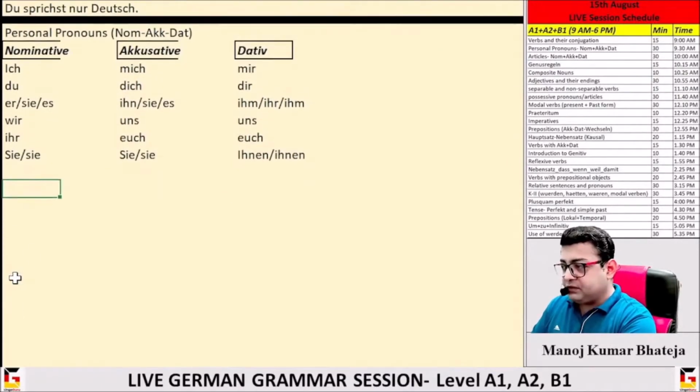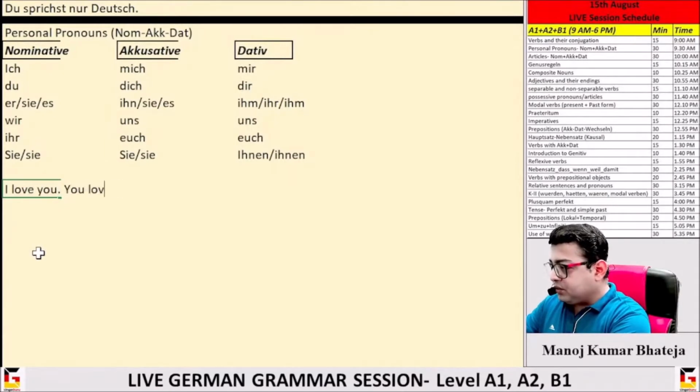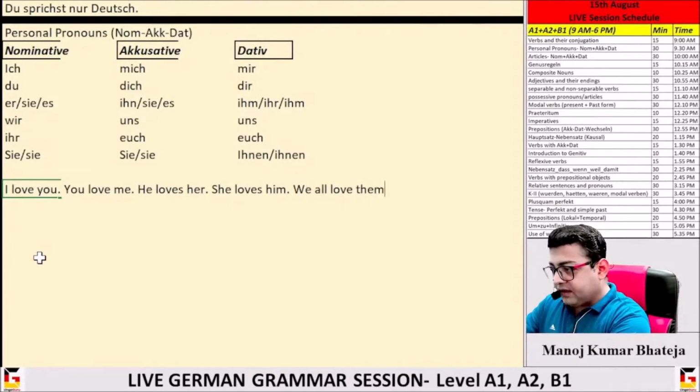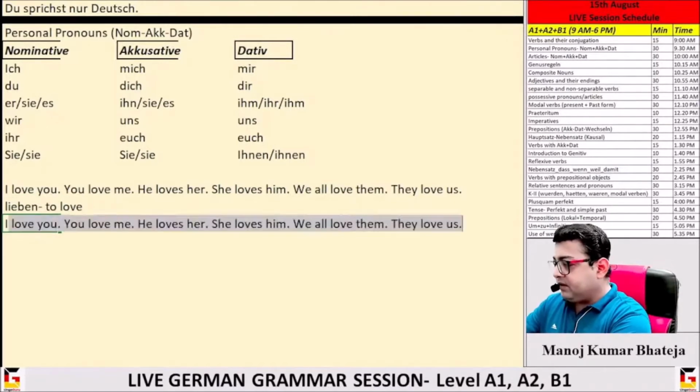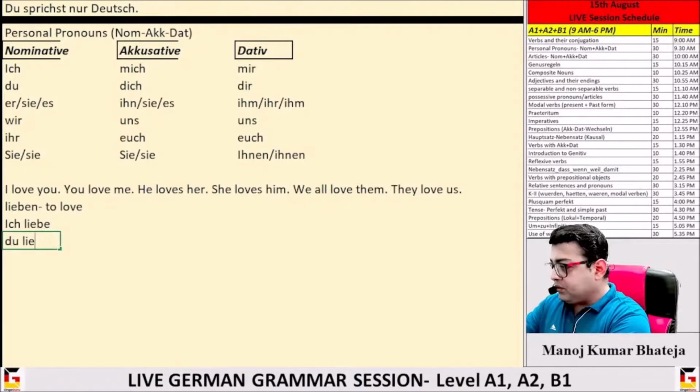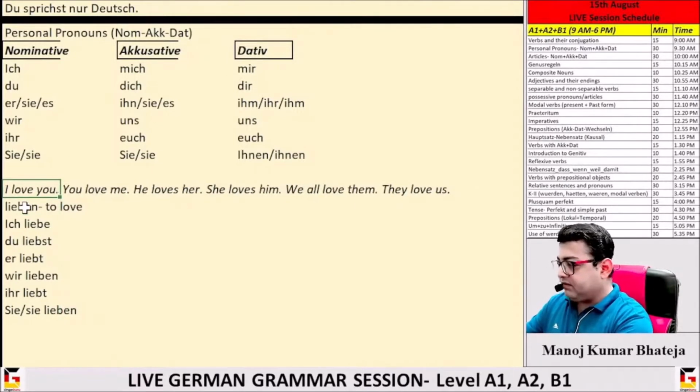Let's try to frame a few examples using these pronouns. I love you, you love me, he loves him, he loves her, she loves him, we all love them, they love us. The verb we have taken is lieben, which is my regular verb, which means to love. First of all, let's try to break the verb. Ich liebe, du liebst, er liebt, wir lieben, ihr liebt, sie lieben. Now let's try to frame these examples, whatever we have just done.